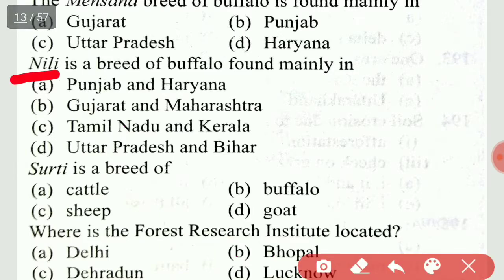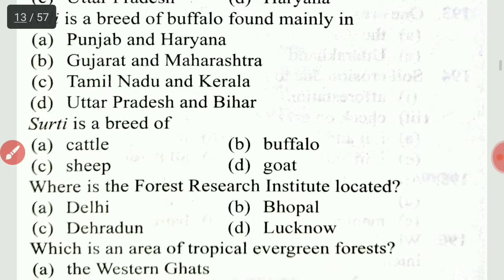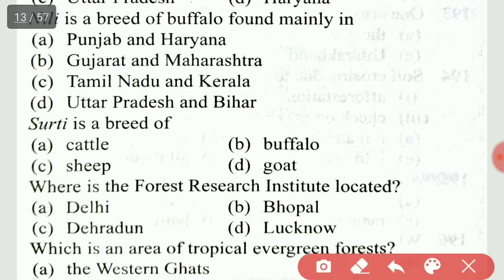Next, Nili is a breed of buffalo found mainly in option A, Punjab and Haryana. Next, Surti is a breed of buffalo.